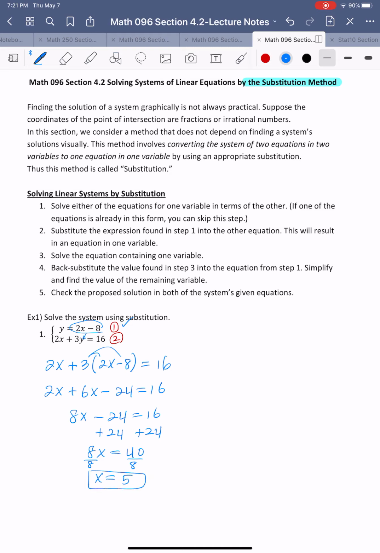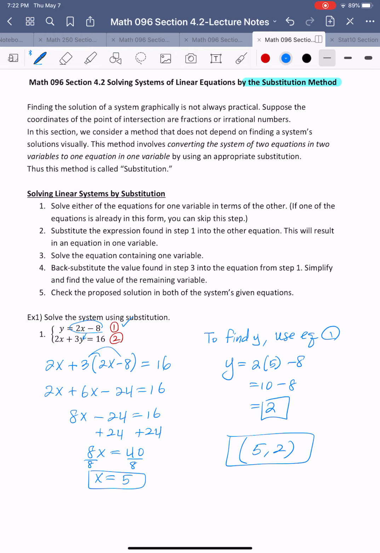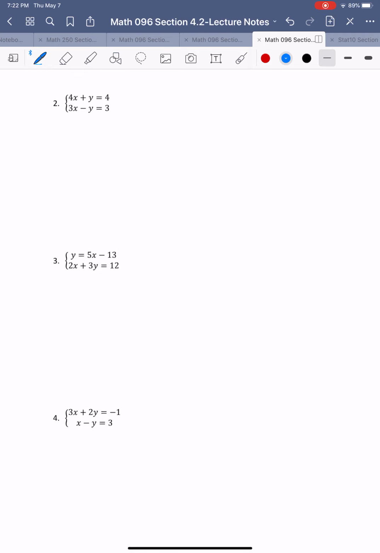Now, it's about the ordered pair of the solution, so you need to find y. We still need to find y because x is already found. I want to use equation number 1. So y is now 2 times x, which is 5, minus 8. 10 minus 8 is equal to 2. So y is 2. So the solution must be an ordered pair, x and y, and then you must plug it in to check it. Alright, number 2.